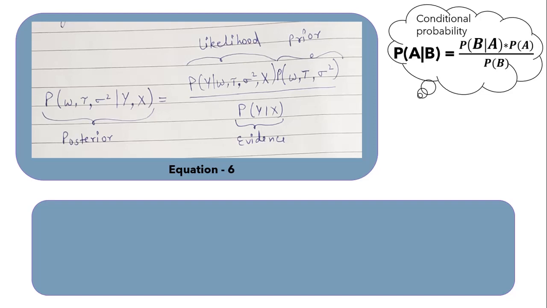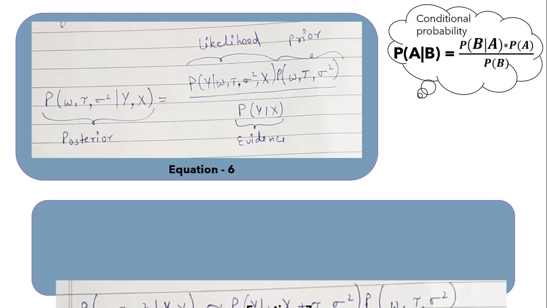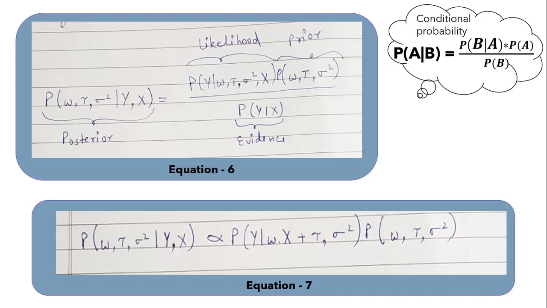So we are trying to determine the parameters of linear regression model, and therefore we can rewrite the equation 6 specific to linear regression model. Just to add one thing, we have omitted the evidence P of y given x in the following equation as of now in order to simplify the equation.